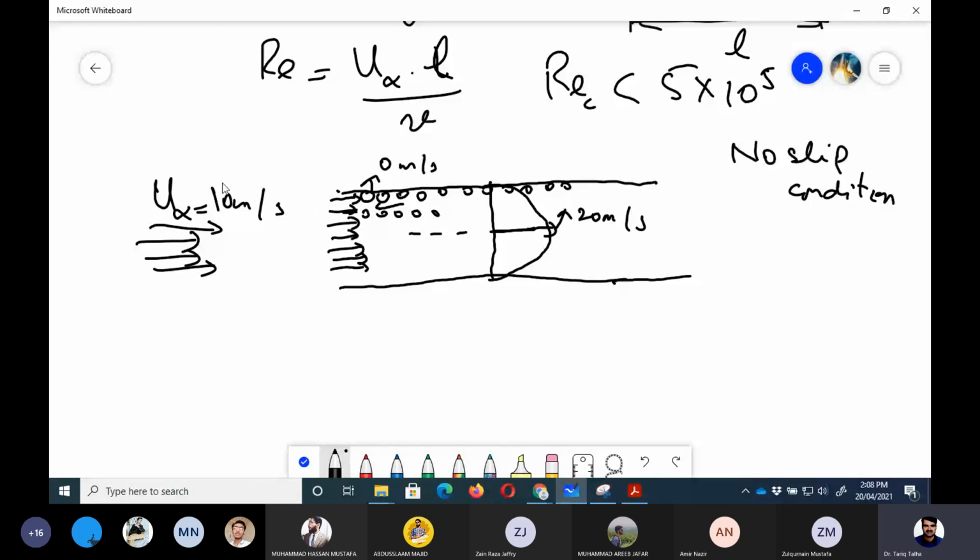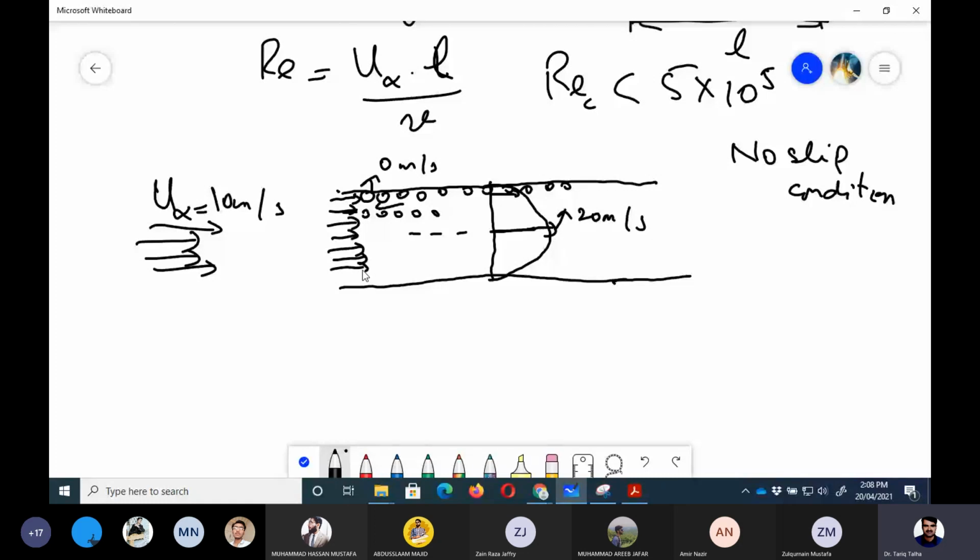The uniform value was 10 meter per second, but the center line velocity would be 20 meter per second. Why is it more than the uniform value? Because at certain regions the velocity here is less than 10 meter per second. So in order to compensate that volume flow loss, the velocity at the mid plane or the center line becomes more.